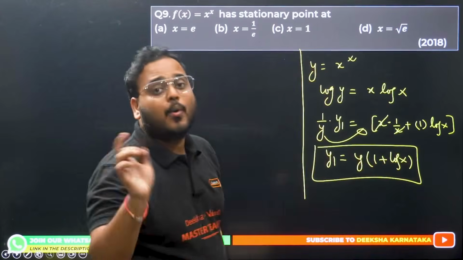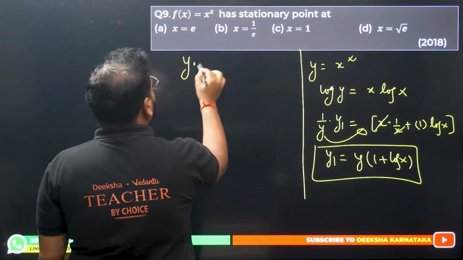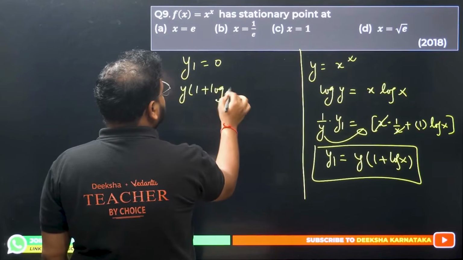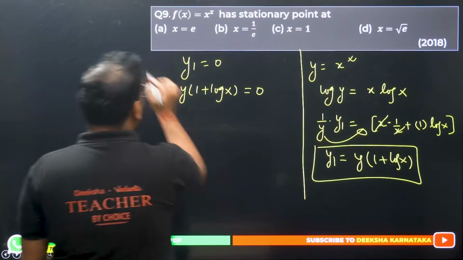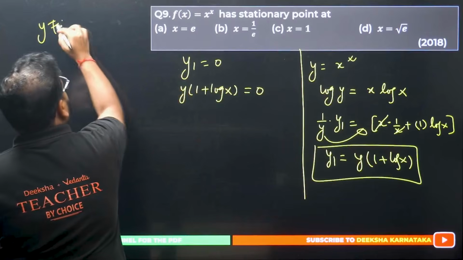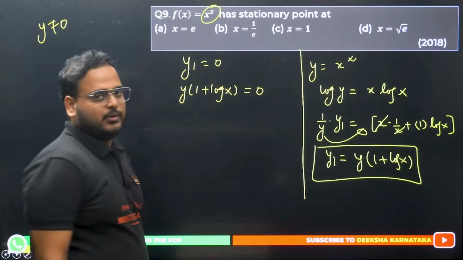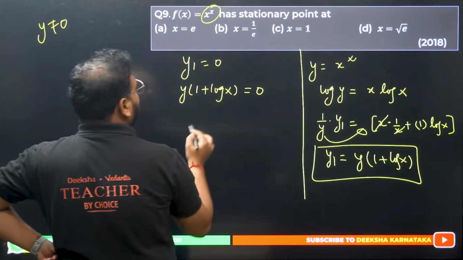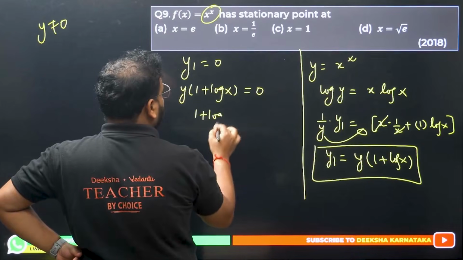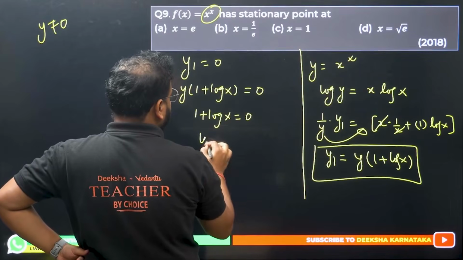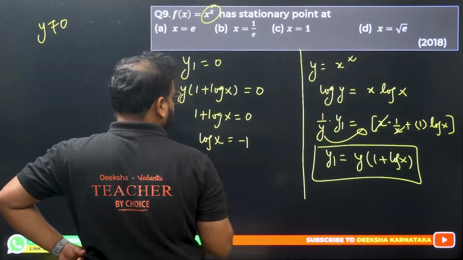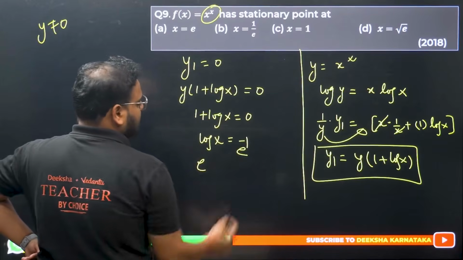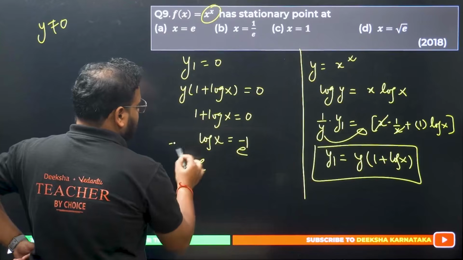Step number 2, put it equal to 0. y1 equal to 0, so we get y times of 1 plus log x equal to 0. I told you already, y can never be 0. It's an exponential function, never 0. Then what happens here? Of course, this part has to become 0. So I get 1 plus log x equal to 0. From here I'm getting the same thing that we did in the previous question. Minus 1, apply e on both sides, we get simply e power log x, and here e power minus 1. Okay, so my answer will become what? It is one step.